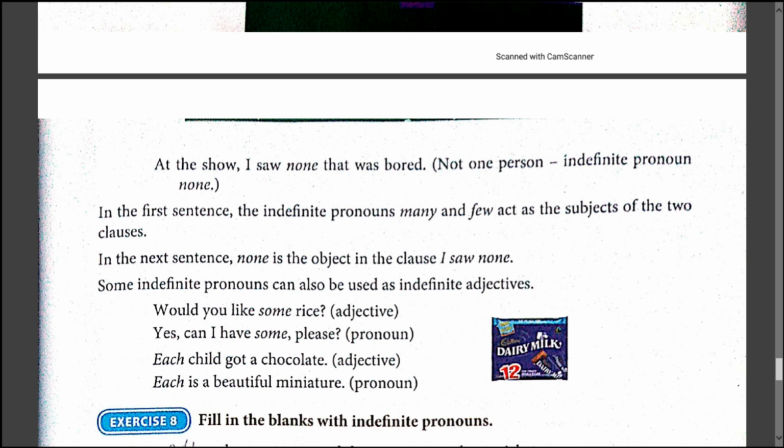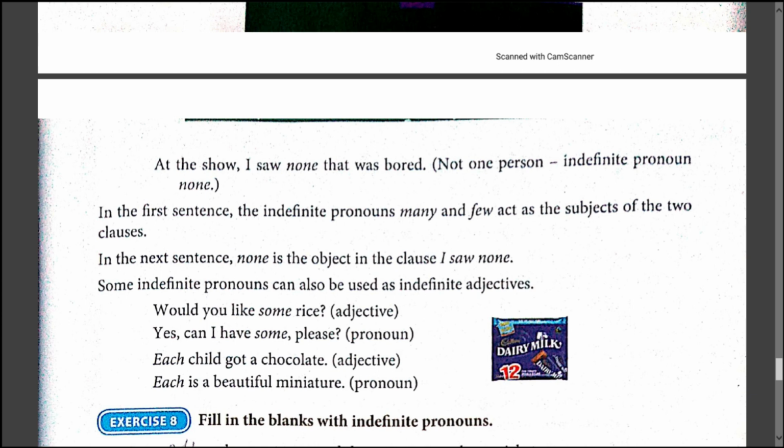In the first sentence, the indefinite pronouns many and few act as the subjects of the two clauses. Two clauses are different sentences joined together; one will be dependent and the other independent. As I told you, I'll be explaining clauses later on. This is the pronoun chapter, otherwise you'll get confused. In the next sentence, none is the object in the clause I saw none.